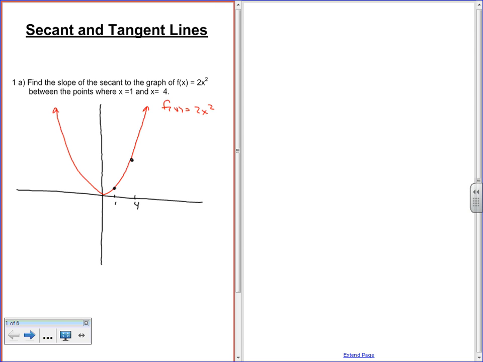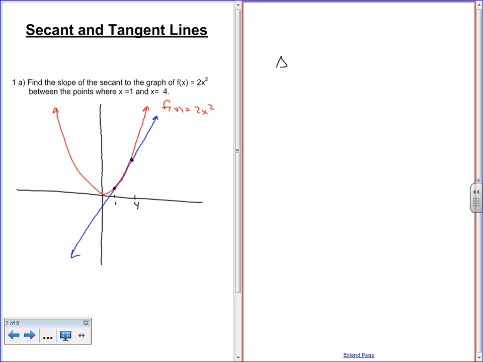And what I'm trying to do is to come up with the slope of the line that passes through these two points that are on the function. And because it passes through two points on the function, it's a secant line. So to figure out the slope of this line, essentially I'm just using the slope formula, right? Remember the slope formula is the change in the y's with respect to the change in the x's. So the change in the y's is the function evaluated at 4, subtract the function evaluated at 1, over the change in the x's, which is 4 minus 1.